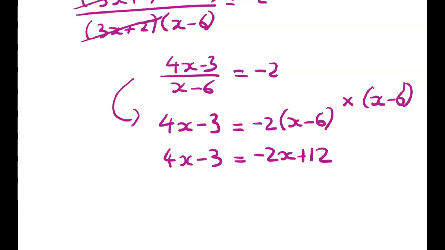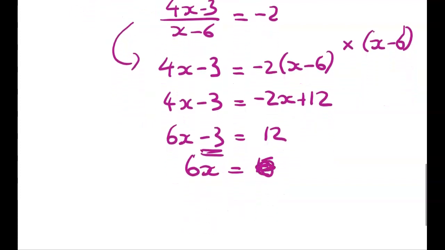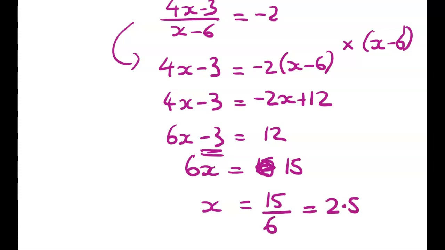I'm going to get the x's to one side by adding 2x here. So I'll have 6x minus 3 equals 12. Finally, we add the 3 to both sides, and we get 6x equals 15. Lastly, x is equal to 15 divided by 6, which is 2.5.